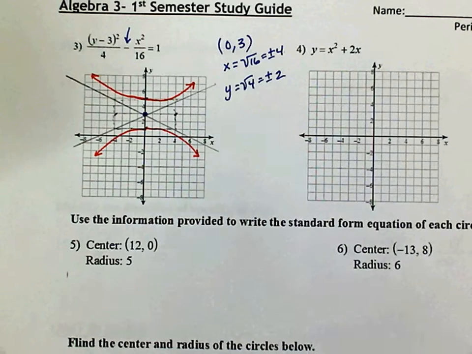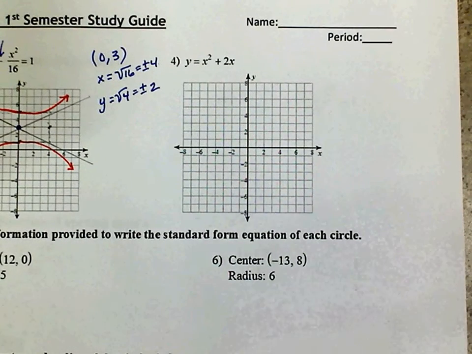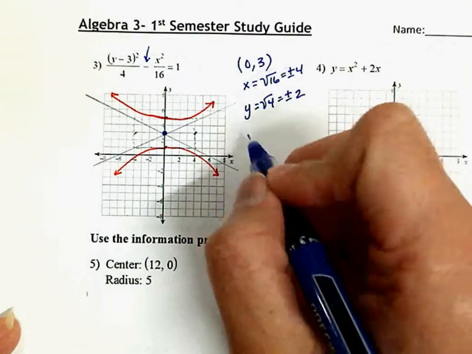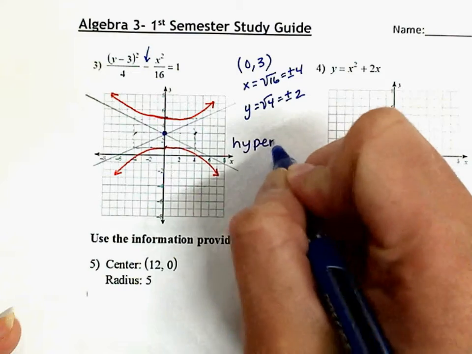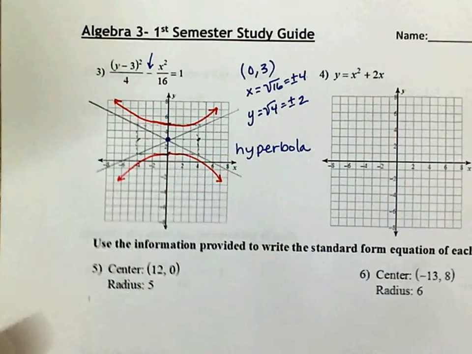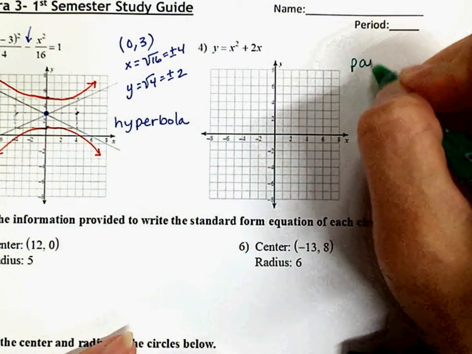All right, number 4. Now, if you notice, this is a parabola. Oop, I forgot to write this one. Number 3 is a hyperbola. Okay. For your number 4, this is a parabola. And a parabola looks like a U shape.